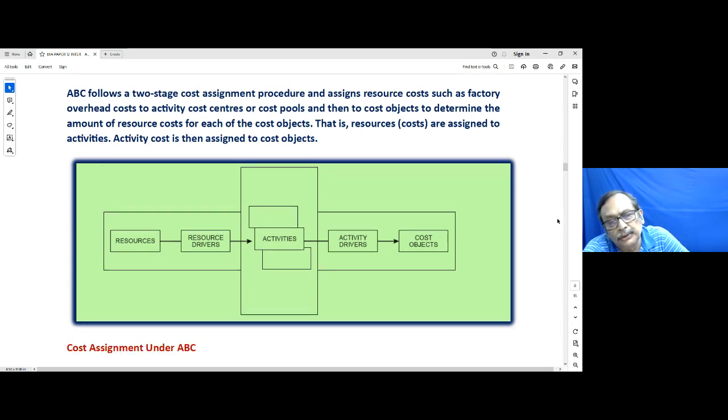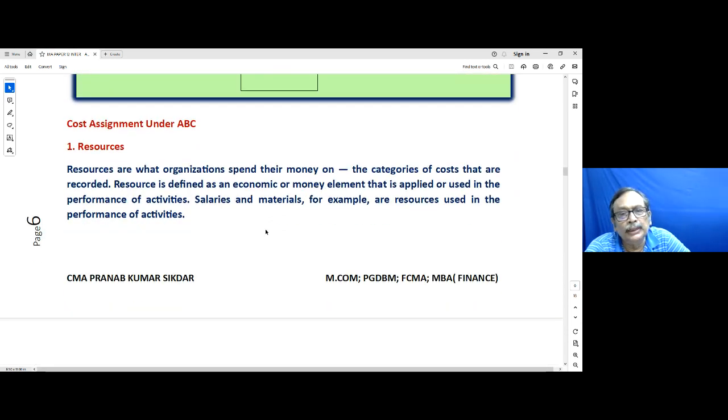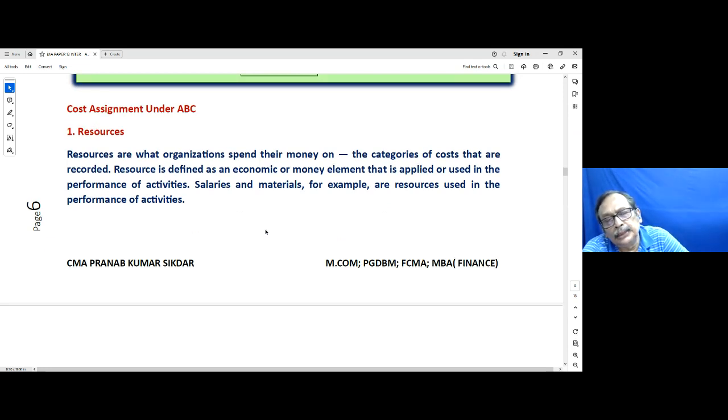First, we are going to have the resources. Then we are going to have resource drivers. Then we are going to have the activities. Then we are going to have the activity drivers. And we are calculating multiple overhead rates. And on the basis of these activity driver rates, we are going to charge the overhead to different cost objects. Now, we are going to discuss one by one, that is cost assignment under ABC.